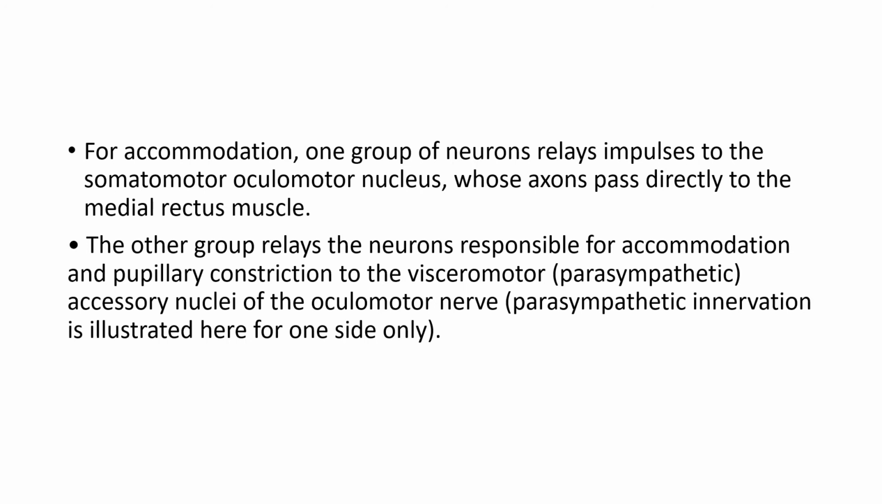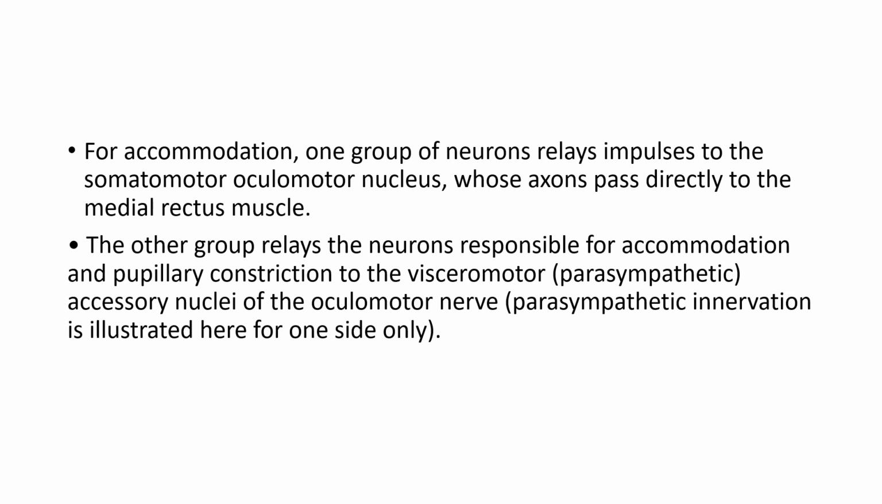The other group relays the neurons responsible for accommodation and pupillary constriction to the visceral motor. So visceral, remember, means internal organs. So this is going to be the parasympathetics. So remember, parasympathetics is going to constrict the pupil, and then sympathetics are going to dilate because that dilation is going to let more light in so you can see further out onto the horizon if there's a threat. Right? And parasympathetics is going to be the opposite, so it's going to constrict, so it's going to be rest and digest, so you can read something up close and kind of chill out.